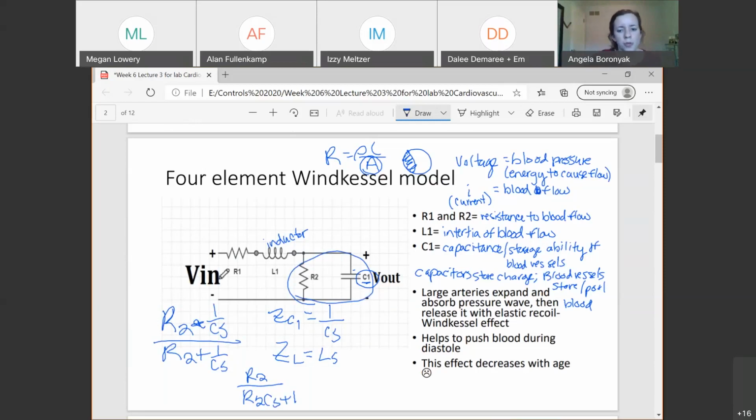To do V out over V in, I really want that equivalent impedance, what I'm calling Z equivalent 1, over my total impedance for this circuit. How would I get my total impedance for this circuit?